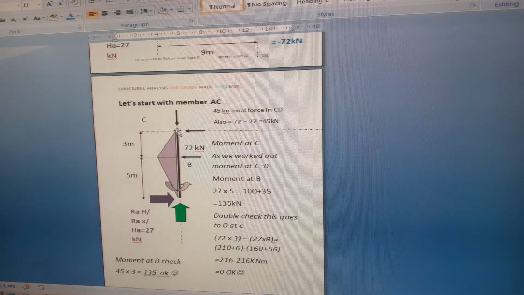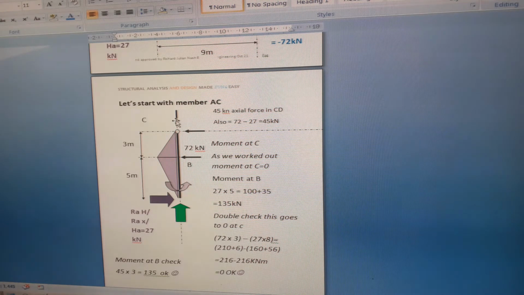And then we could double check this goes back to 0 at point C. So then we've got 72 times 3 minus 27 times 8 is 210 plus 6 minus 160 plus 56. 260 minus 216 is 0. That's okay, so that's correct. That balances out. So the other way to check what the moment is about B, we could take moments about everything above point B.